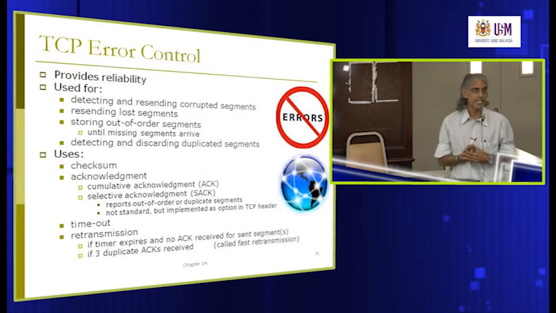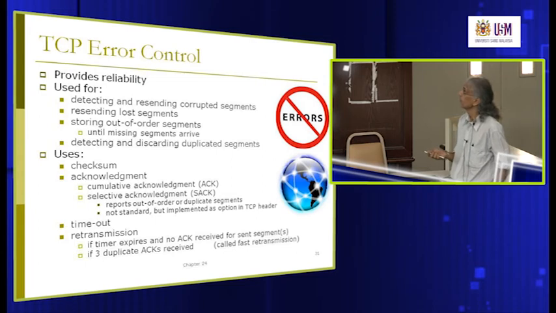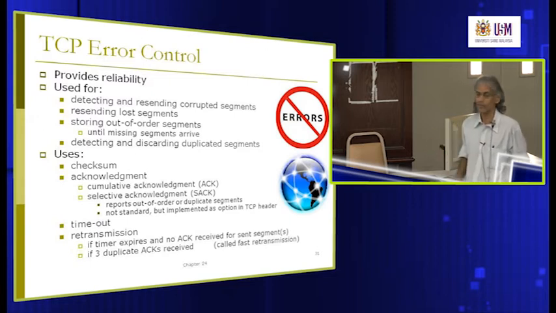Now, next we look at error control, how TCP handles errors. As we know, TCP ensures the data is sent reliably. So error control is used for detecting and resending corrupted segments, resending lost segments, storing out of order segments until missing segments arrive, and detecting and discarding duplicated segments. All this we have seen before.